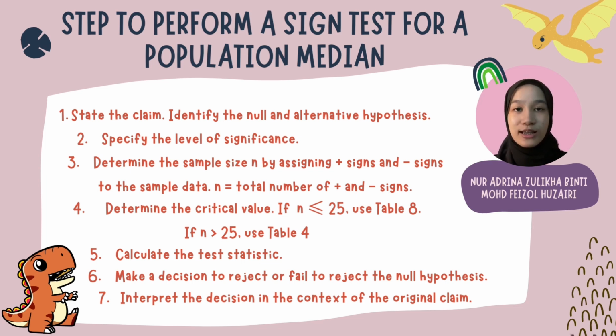If n is less or equal to 25, we need to use table 8. And if n is more than 25, we need to use table 4. Step number 5, we need to calculate the test statistic. If n is less or equal to 25, we need to use x, and if n is more than 25, we need to use the formula. Number 6, we need to make a decision to reject or fail to reject the null hypothesis. The last step is we need to interpret the decision in the context of the original claim.